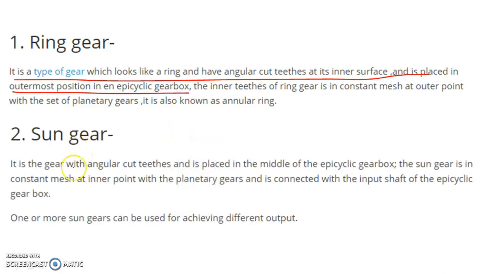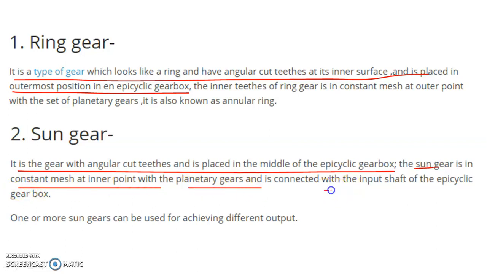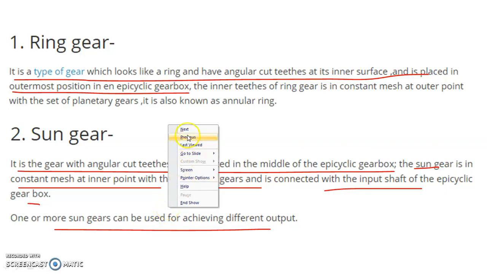Next component is the sun gear. It is the gear with angular cut teeth and is placed in the middle of the epicyclic gearbox. The sun gear is in constant mesh at the inner point with the planetary gears and is connected with the input shaft of the epicyclic gearbox. So it is at the center. One or more sun gears can be used to achieve different outputs. So we can use different sun gears for different speed outputs.